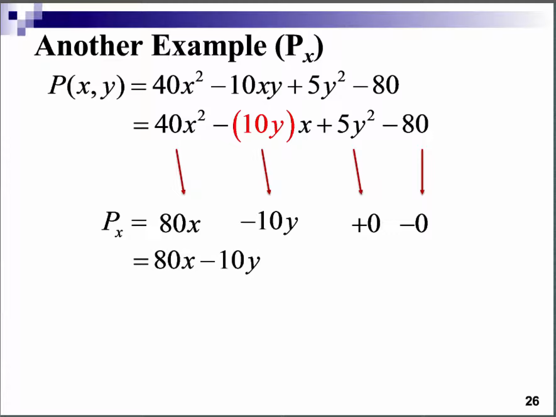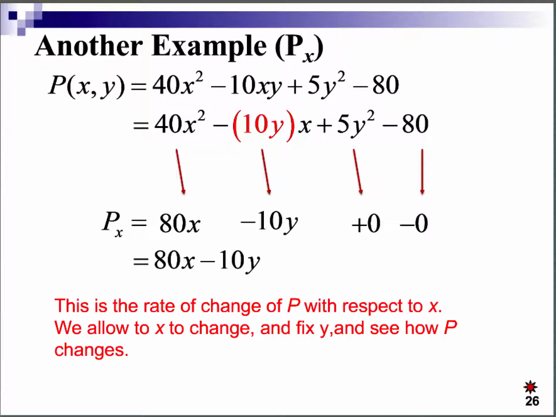So when we put all that together, our derivative is 80x minus 10y. And this is a formula that gives us the rate of change of this function p as x is allowed to change. We say the rate of change of p with respect to x. It allows us to change the x variable, we fix the y variable, and then we see what happens to the dependent variable z.